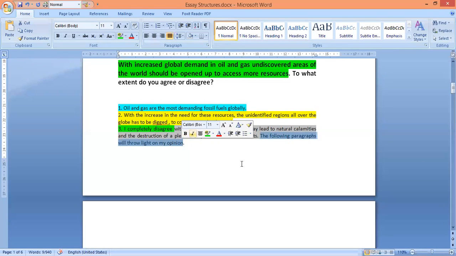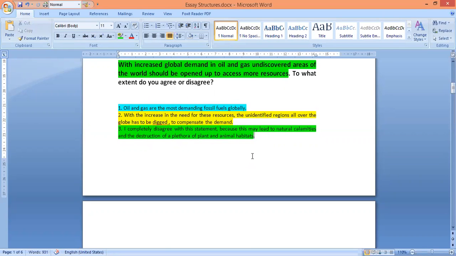She's saying that I completely disagree with the statement because this may lead to natural calamities and the destruction of a plethora of plant and animal habitats. So she has given her specific opinion here, and she has also written a generic statement, which is unnecessary otherwise. You can just remove it.